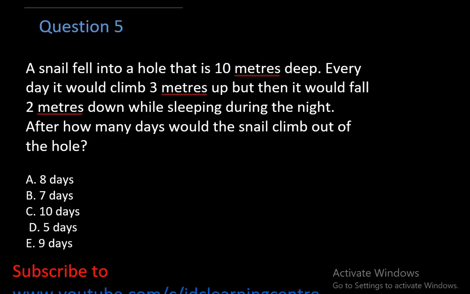Question 5 says, a snail fell into a hole that is 10 meters deep. Every day it would climb 3 meters up, but then it will fall 2 meters down while sleeping during the night. After how many days would the snail climb out of the hole? According to the question, the snail crossed 3 meters per day. So I'm going to indicate it. It crossed 3 meters per day.